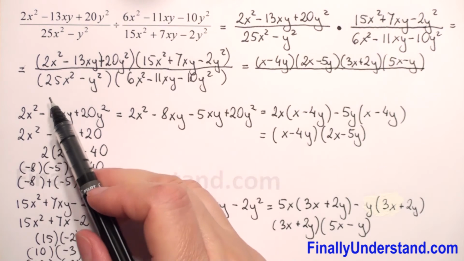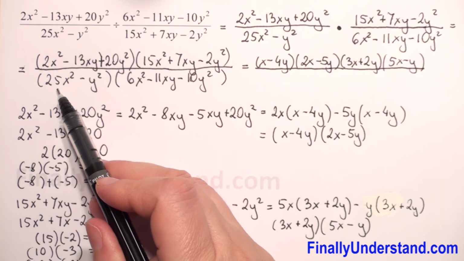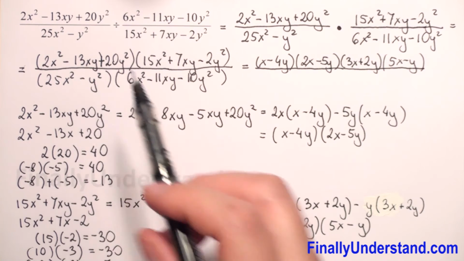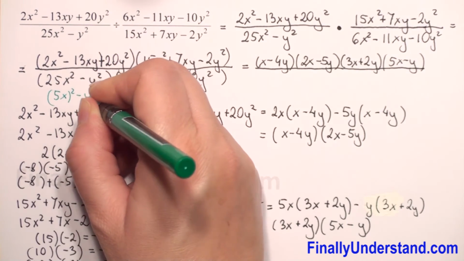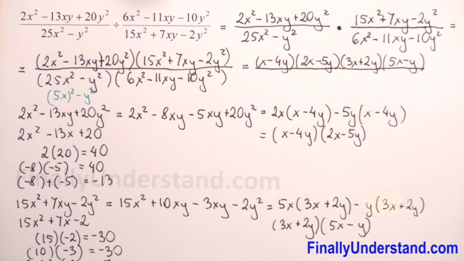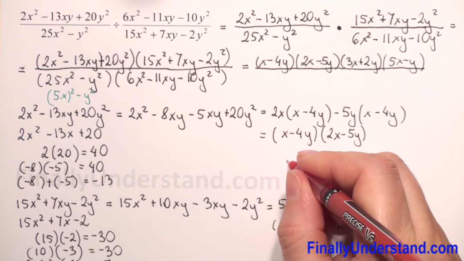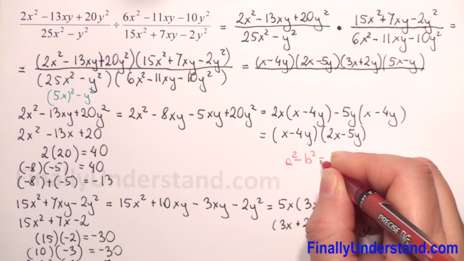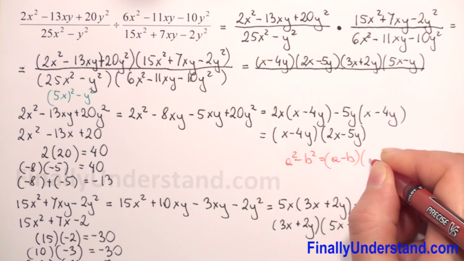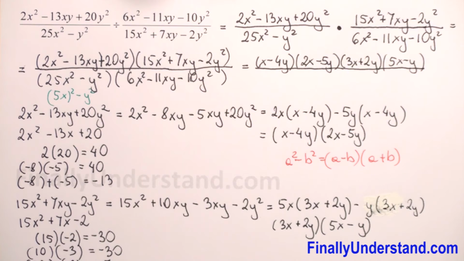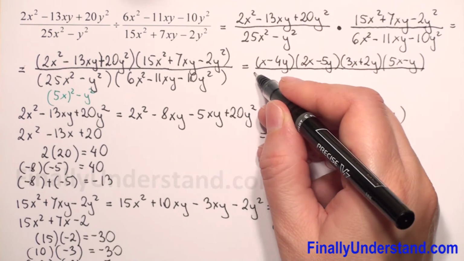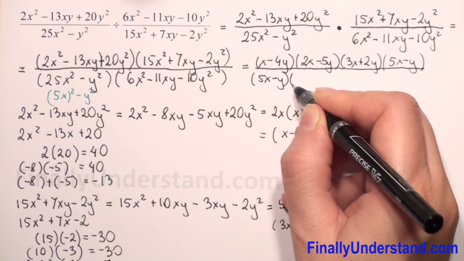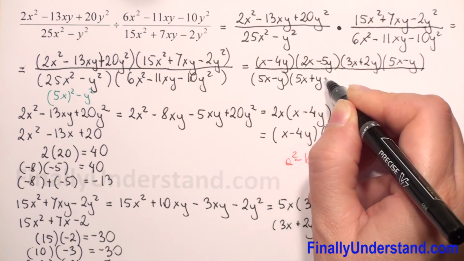And the second expression, in the denominator, we have 25x squared minus y squared. We can rewrite this as 5x to the second power minus y squared, and we have a difference of two perfect squares. So let me remind you of this formula. When we have a squared minus b squared, this is equal to a minus b times a plus b. So we now rewrite the denominator's first parenthesis as 5x minus y times 5x plus y.